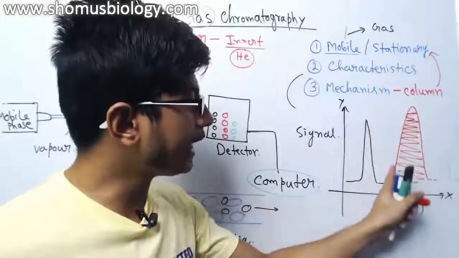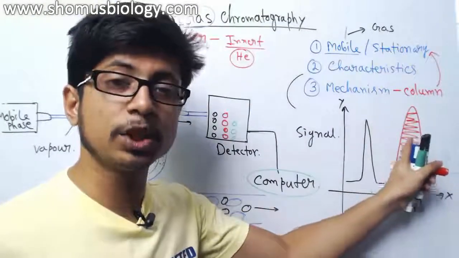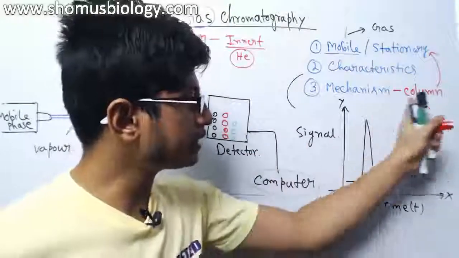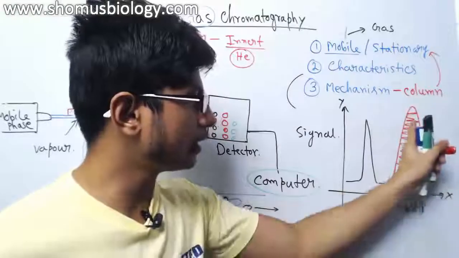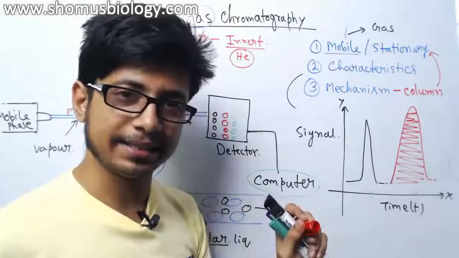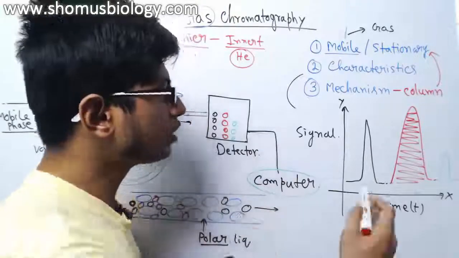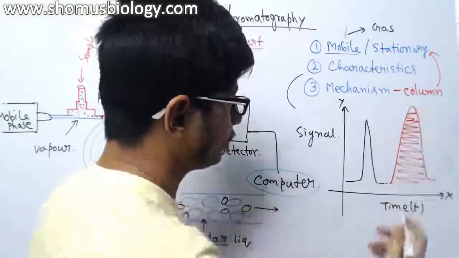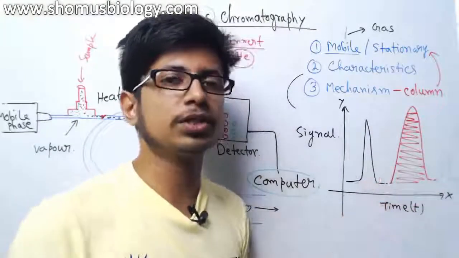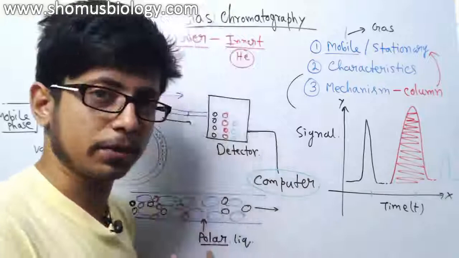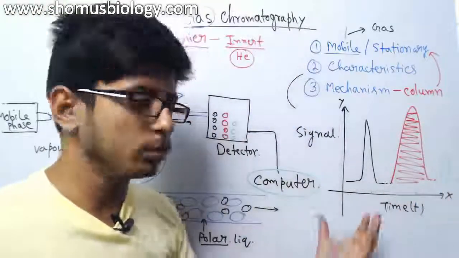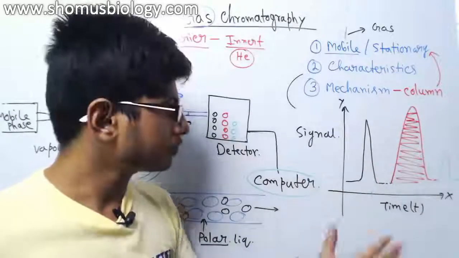This peak area is directly proportional to the concentration of that chemical compound in the mixture. Here you can see easily that the red compound concentration is much higher than the black as well as the green. Okay, and it also corresponds with the peak height. So you can measure either peak height or peak area to get an idea about the concentration of that chemical compound in the mixture. But mostly we rely on the peak area to actually find out the concentration.